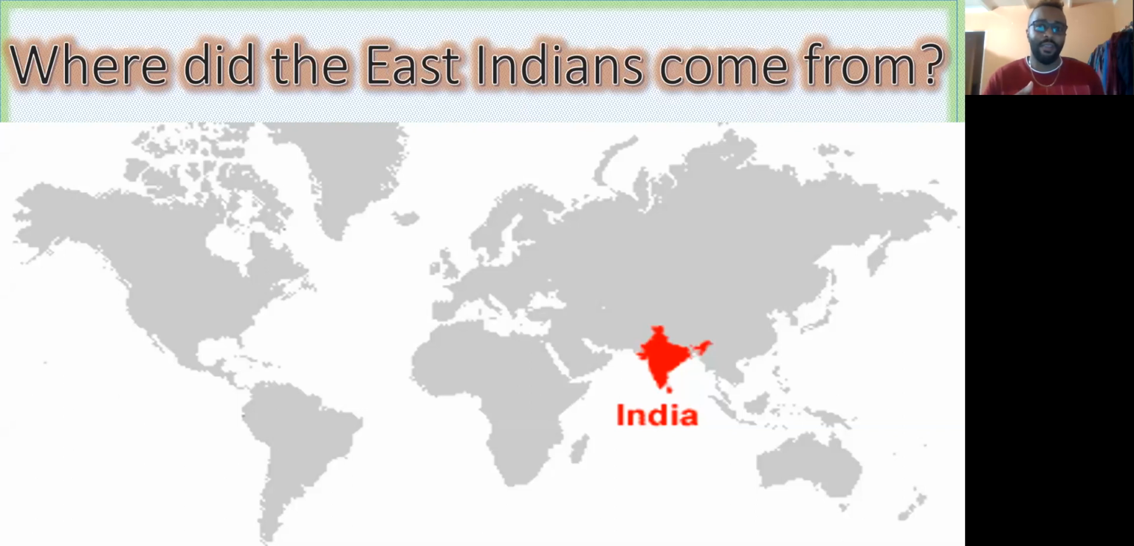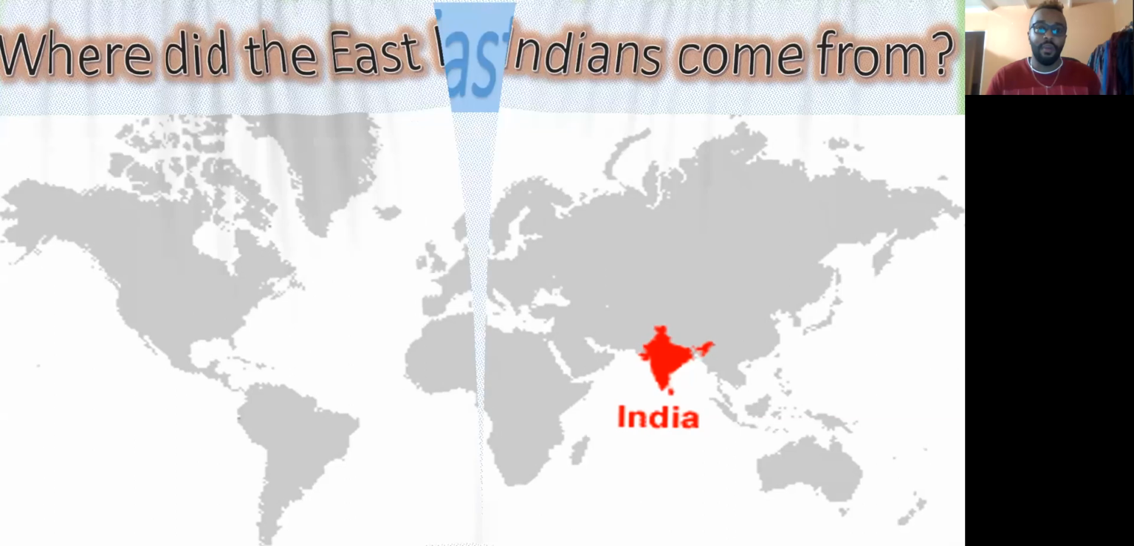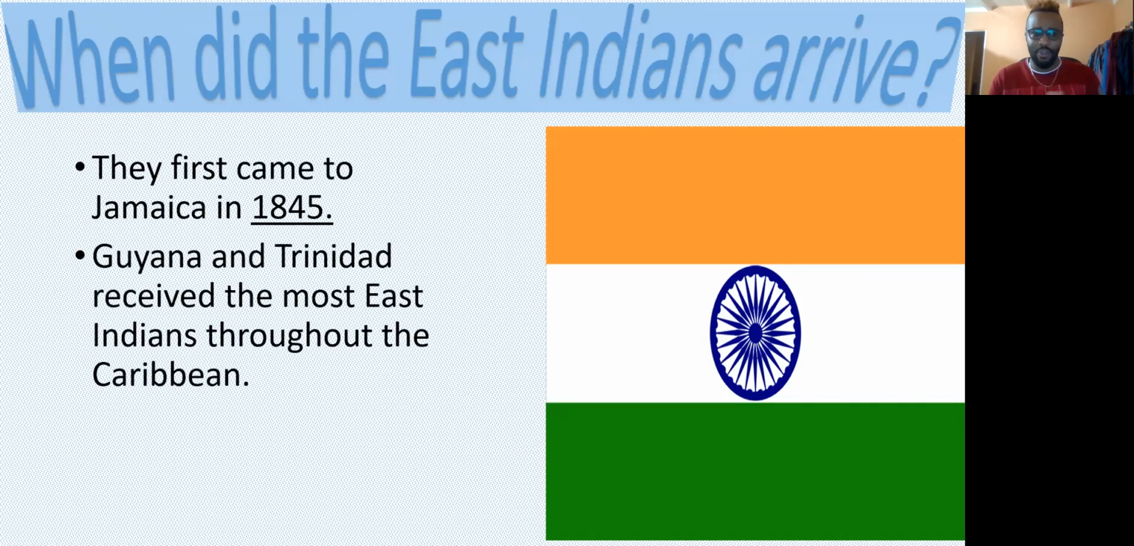Next question I want us to look at: where did the East Indians come from? As I mentioned before on the first slide, they came from India. And we know India is on the continent of Asia. Following the same pattern, we want to know when the East Indians arrived in the Caribbean. And they came, let's deal with Jamaica, seeing that we live in Jamaica and the exam is Jamaican based. They first came to Jamaica in around 1845.